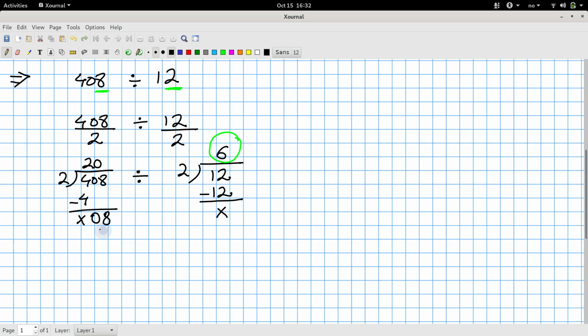And we know that 2 4 times is 8. So we write 2 4s are 8. And we do a subtraction here as well. 8 minus 8 is 0, or nothing left. We have a successful full division.